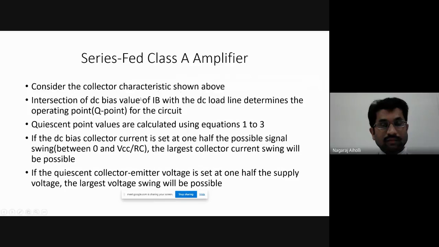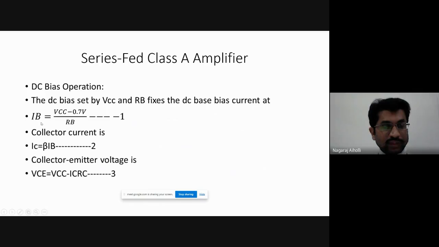This is the collector characteristics that I showed just now. The intersection of the IB curve with the DC load line determines the Q point, or operating point, also called the quiescent point. The quiescent point values, that is the values of IB, IC and VCE, are determined by equations 1, 2 and 3. These 3 equations, IB is equal to VCC minus VBE by RB, IC is equal to beta IB, and VCE is equal to VCC minus IC RC, determine the Q point values, that is the base current value, collector current value and the collector to emitter voltage.